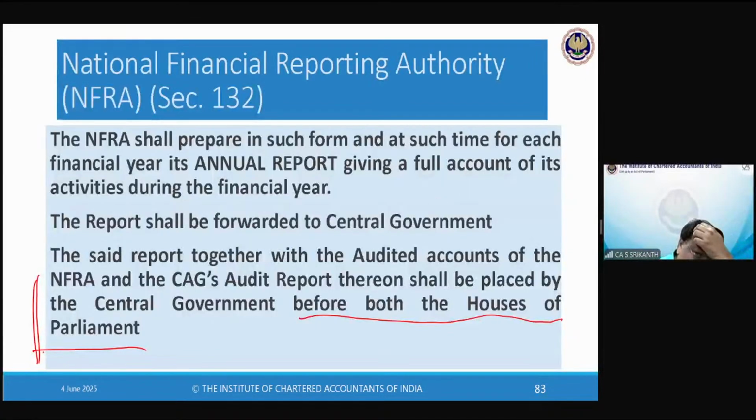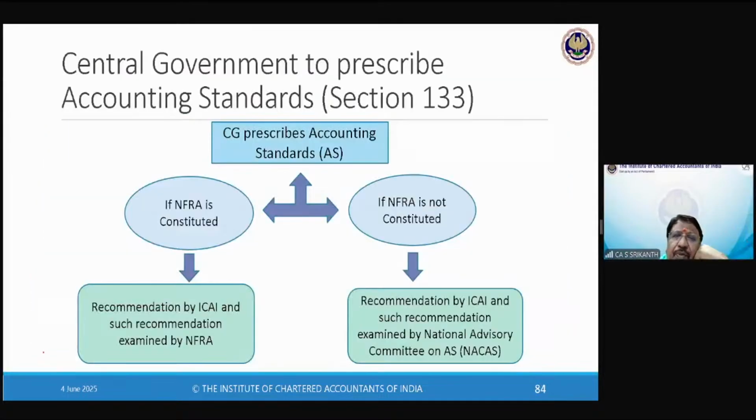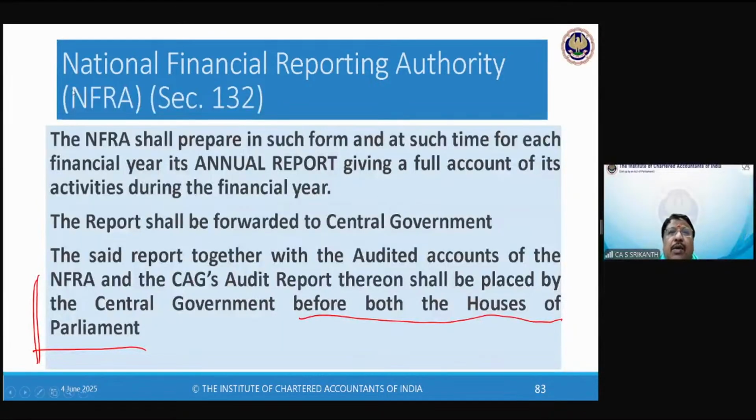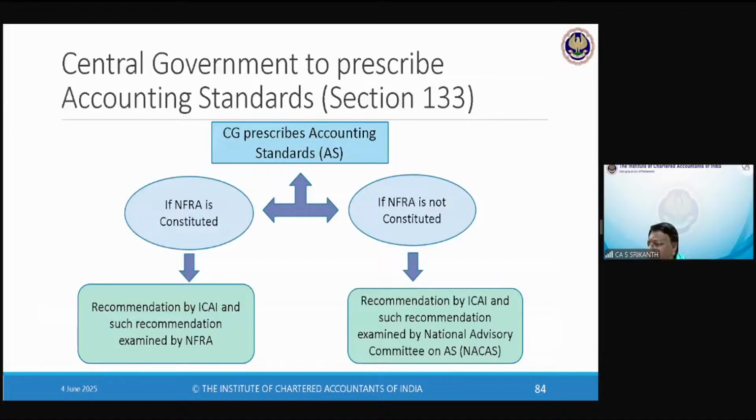Okay. So this is the NFRA. Now we have finished 132. So let me see if you have any more chat questions. No, there is no chat question. The NFRA shall prepare in such form and at such, we already seen that. 132 over, okay. 132 over, Kadam ho gaya.